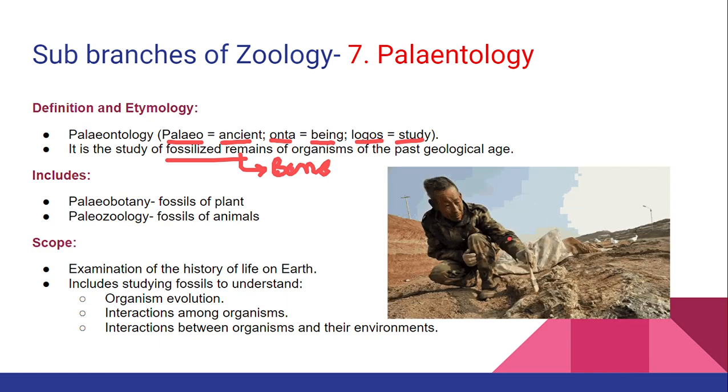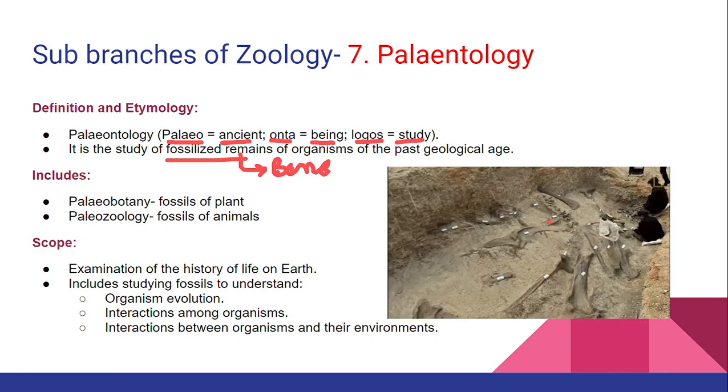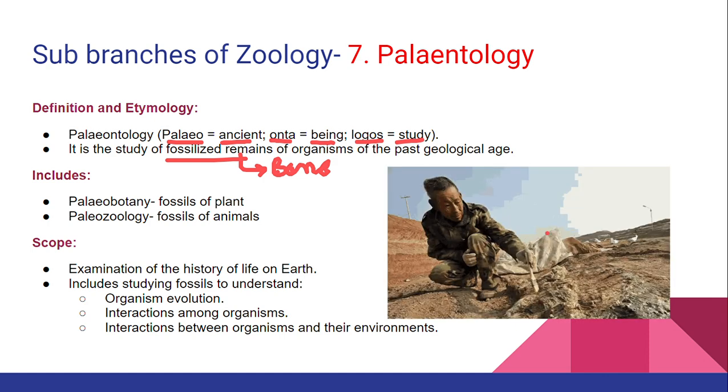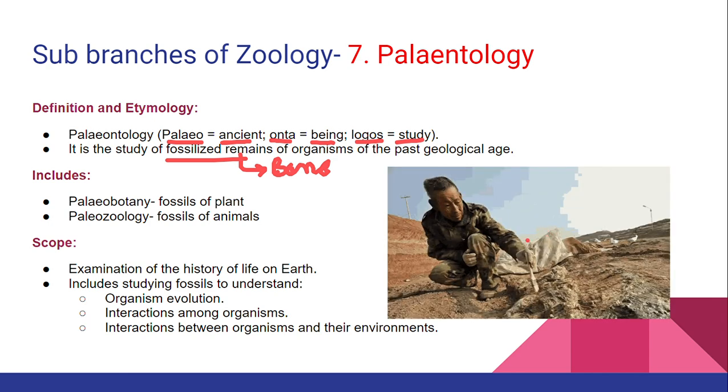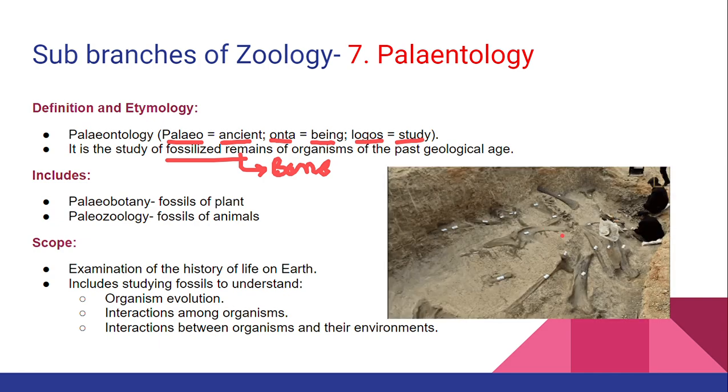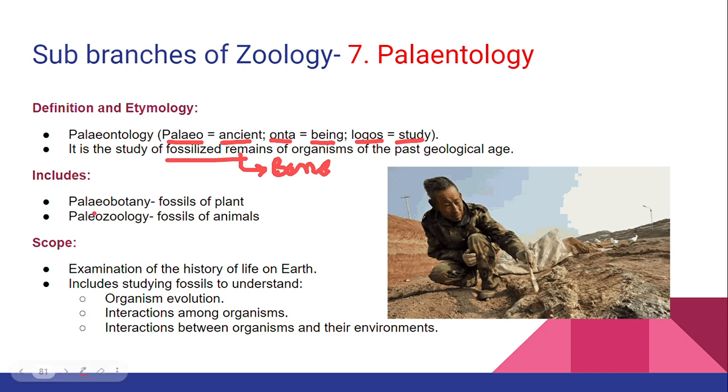Why bone? Because if I talk about the flesh, it is going to be decomposed by microorganisms, but bone takes millions and millions of years. So we are going to do carbon dating, and many other processes are there. One of the examples is carbon dating. From carbon dating, we can find the age of the fossil.